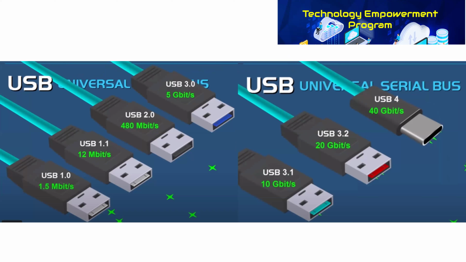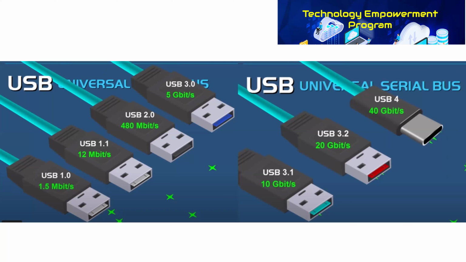The first one, they call it USB 1.0. It transmits 1.5 megabits per second. Remember, we're not using megabytes. Megabits, that's the number of ones and zeros. It can transmit 1.5 million in a second. The other one, USB 1.1, can transmit 12 million bits in a second.